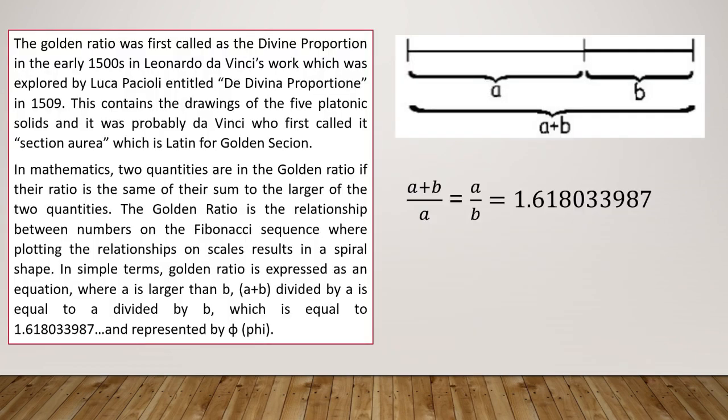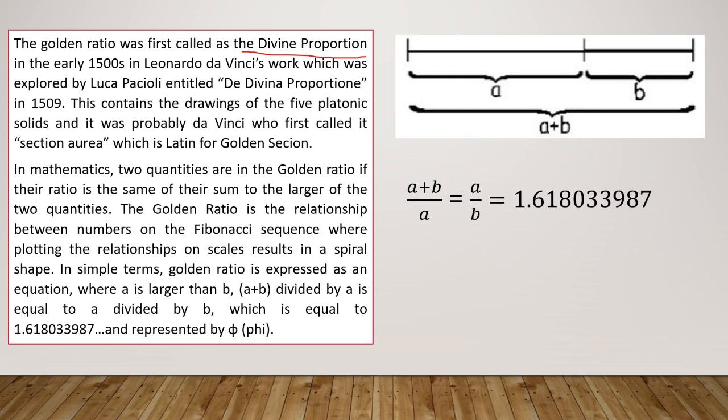The golden ratio was first called the divine proportion in the early 1500s in Leonardo da Vinci's works, which was explored by Luca Pacioli, entitled The Divina Proportione in 1509. Now, in mathematics, two quantities are in the golden ratio if their ratio is the same as the ratio of their sum to the larger of the two quantities.